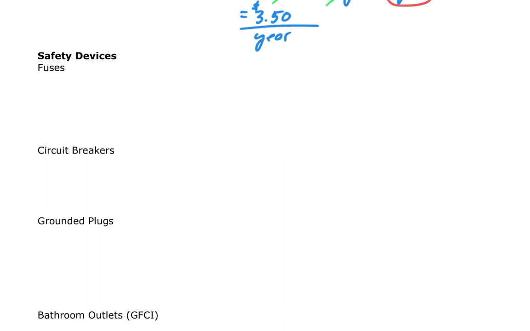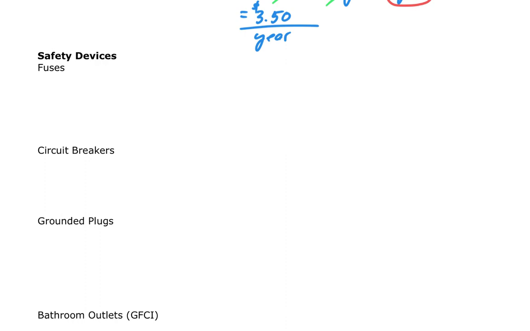Okay, so one goal is to keep those wires safe, because if they get too much current, they will get too hot. And once the conductor gets too hot, it could burn off the insulating coating.